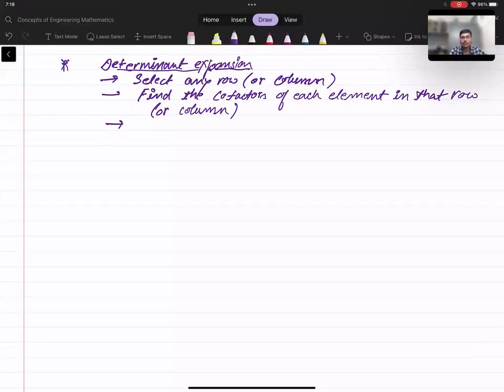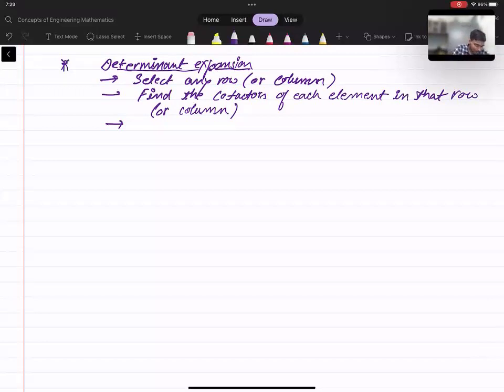Okay, so say we have selected the first row of a third order determinant. So in that case, we will have say A11, A12 and A13 as the three elements. Then to find the determinant, we need to add the products of these elements with their cofactors. Means say A11 multiplied by cofactor of A11 plus A12 multiplied by cofactor of A12 plus A13 multiplied by cofactor of A13. Okay, so in this way it can go on.